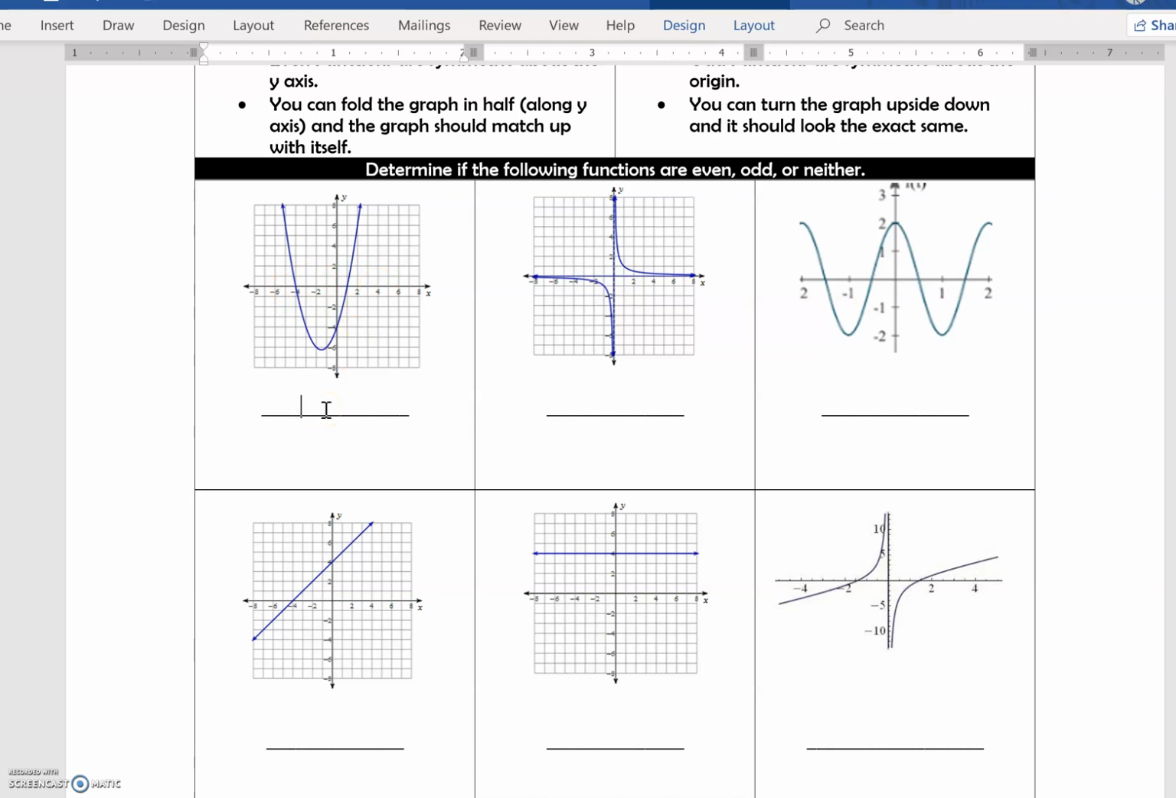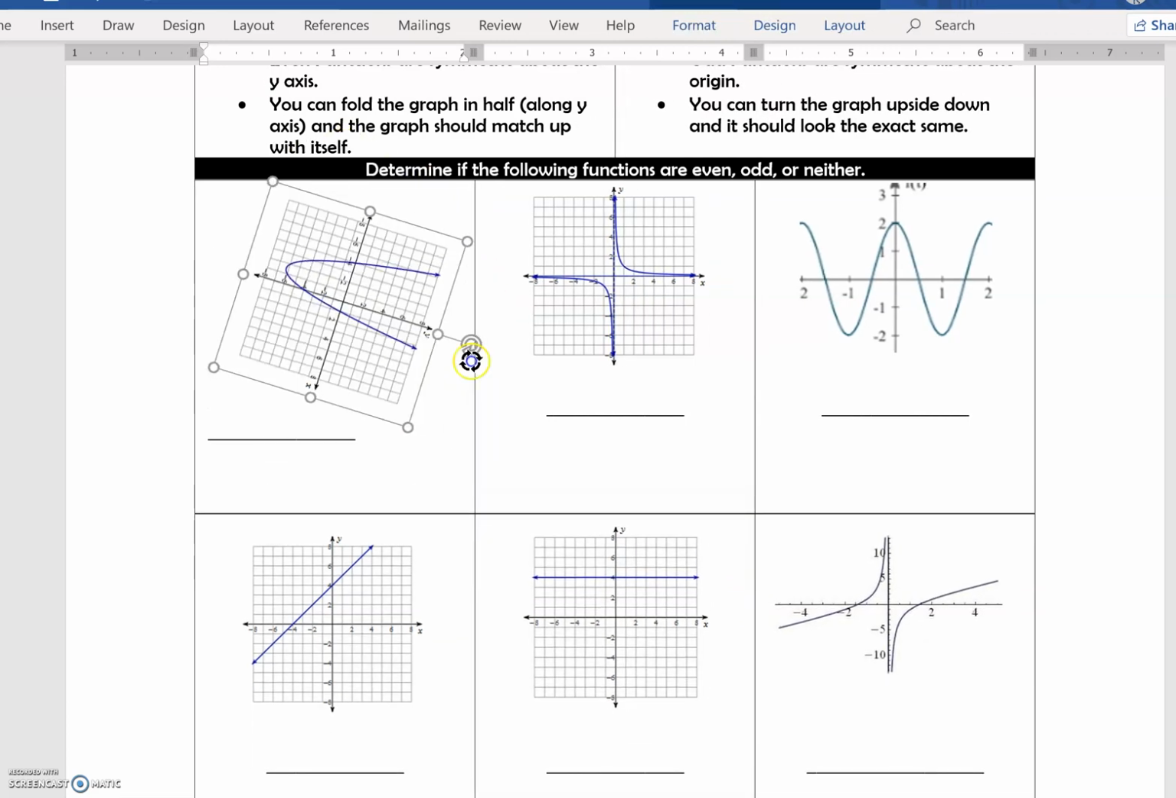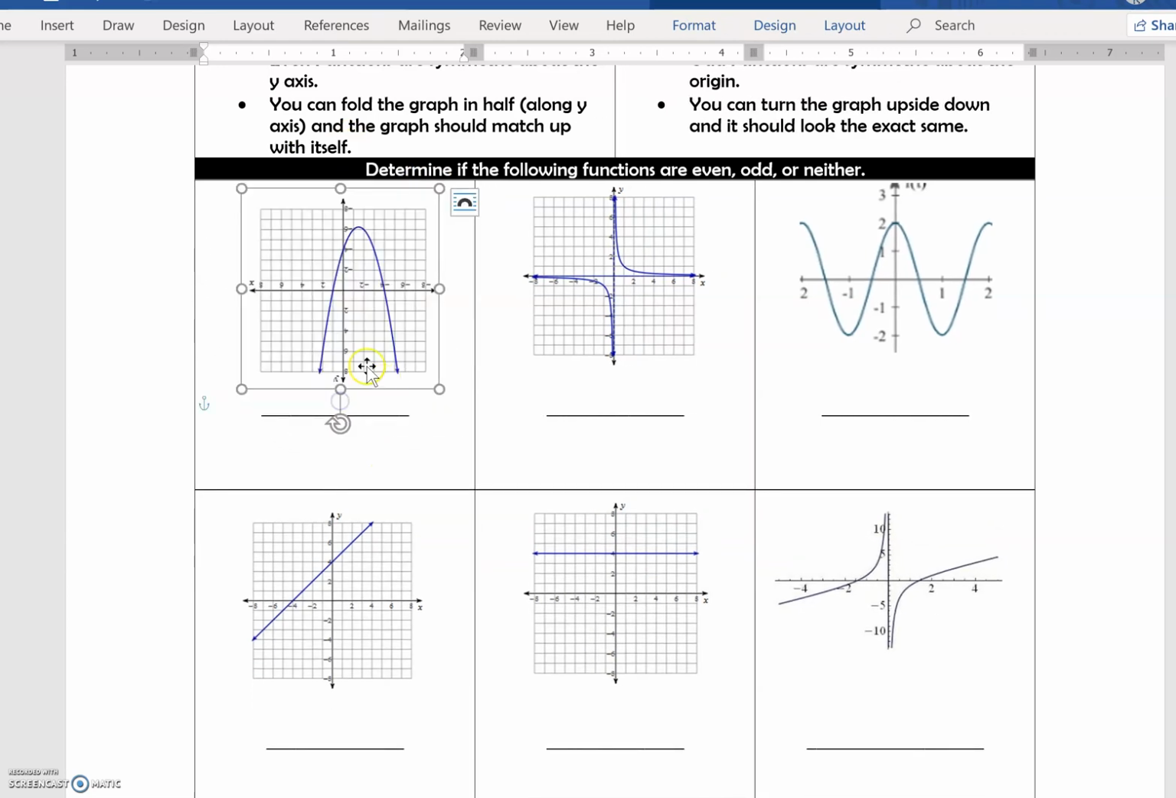So this graph is not even, and if I rotate it 180 degrees, you can see it's now facing down. So it's not odd either. So it's neither.